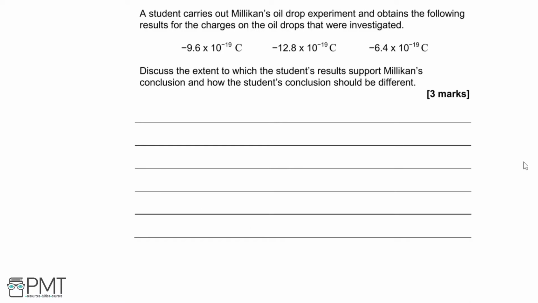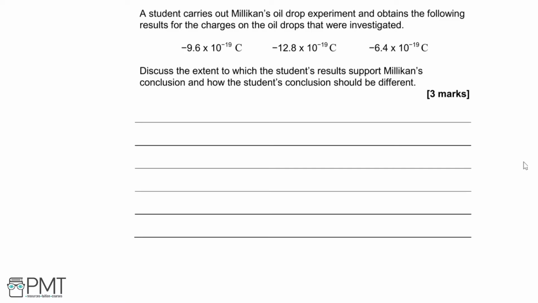A student carries out Millikan's oil drop experiment and obtains the following results for the charges on the oil drops that were investigated. We've got minus 9.6 times 10 to the minus 19 coulombs. We've got minus 12.8 times 10 to the minus 19 coulombs. And minus 6.4 times 10 to the minus 19 coulombs. You'll notice that those are all multiples of a particular number. Discuss the extent to which the student's results support Millikan's conclusion and how the student's conclusion should be different.